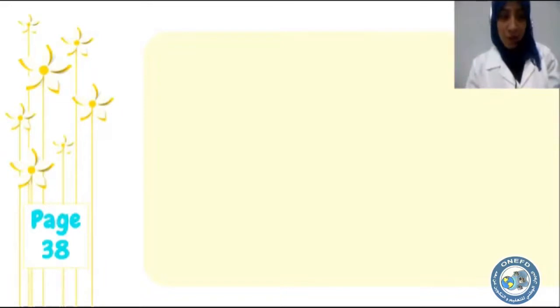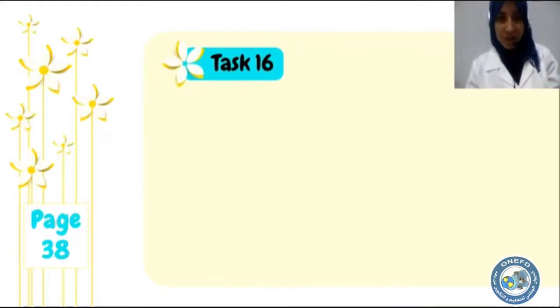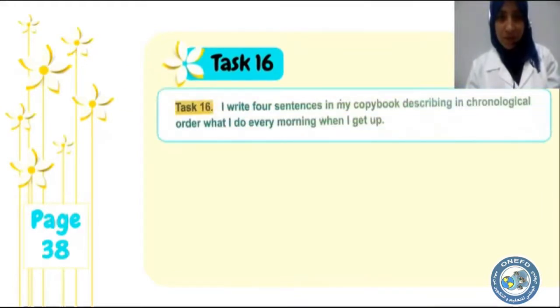Now please let's go back to page 38 on our school book. So here we have task 16. I read, I write 4 sentences in my copybook describing in chronological order what I do every morning when I get up. So here you are going to write 4 sentences using chronological markers to describe the activities you do every morning. You have 3 minutes.